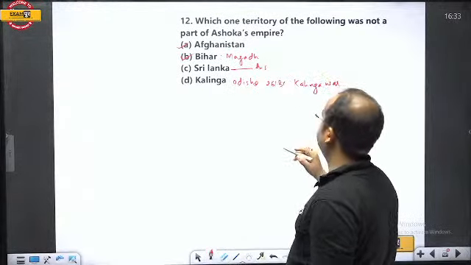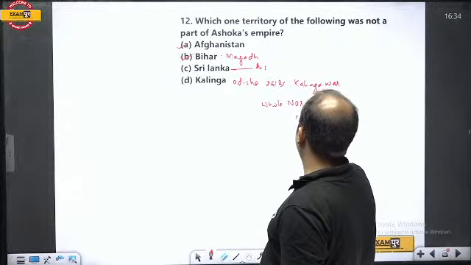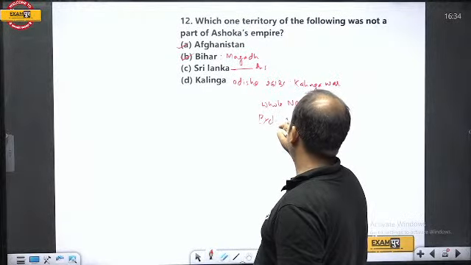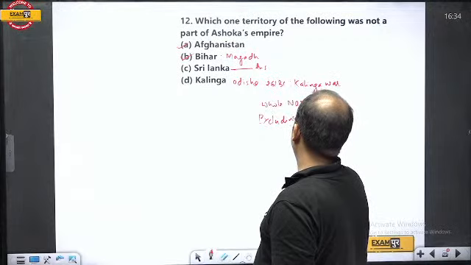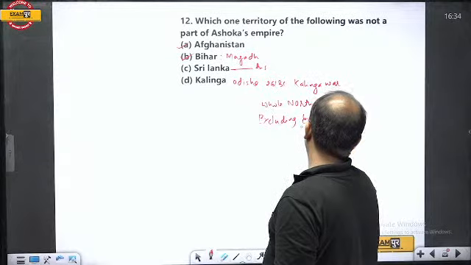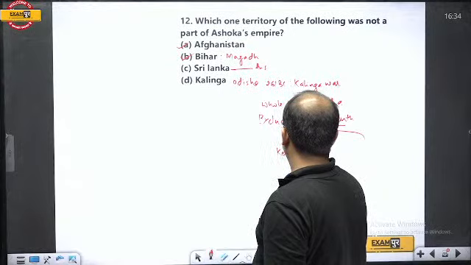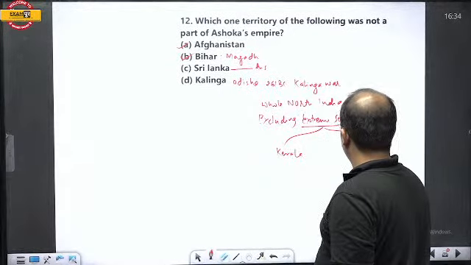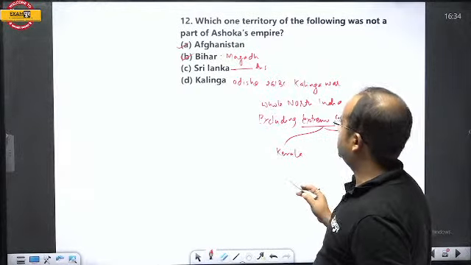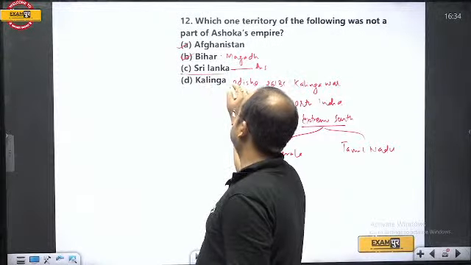So the whole of North India, excluding the extreme south, was under Ashoka. The extreme south area, that is Kerala and Tamil Nadu, was not under the area of Ashoka. That also includes Sri Lanka. So the correct answer will be, guys, option C, that is Sri Lanka.